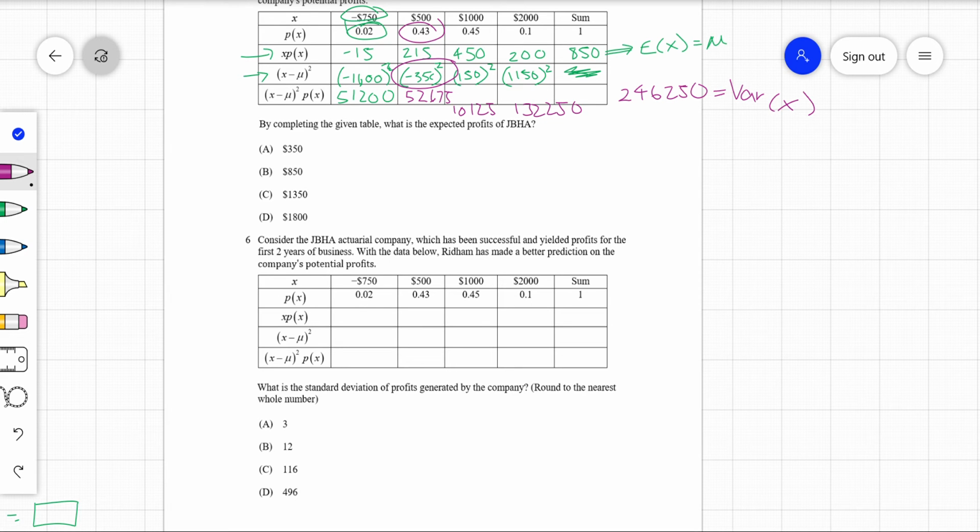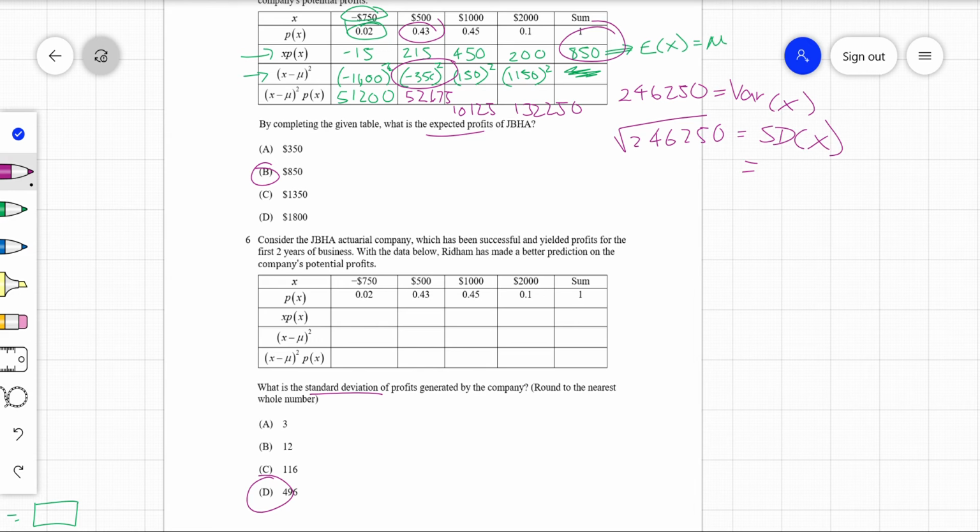So remember, if I want the standard deviation, I need to square root that to get my standard deviation of X. So the first question asks for the expected profits. So there's my E of X. And the second question asks for the standard deviation, rounded to the nearest whole number. I think I got 496. So this answer here was 496.